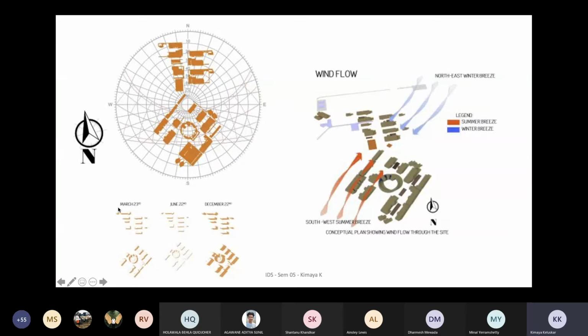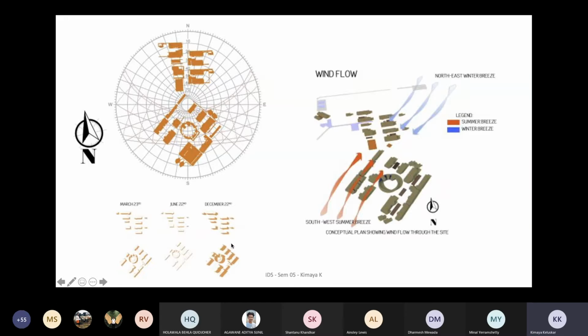So they have actually looked at March 23rd, June 22, and December 22nd. These are the three dates, because it also talks about the equinox, and that's why most of the readings that you will see will be referring to March 23rd, June 22, and December 22. And then you can actually see the shadowing pattern as well.